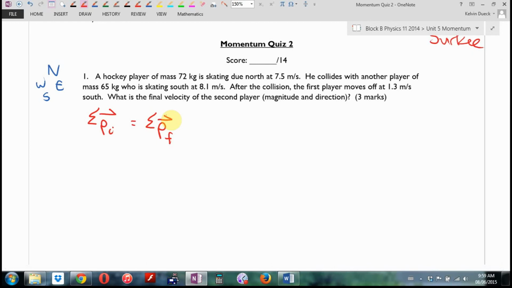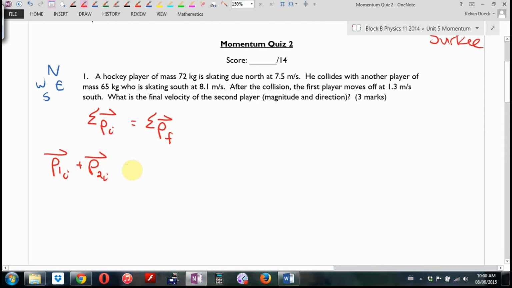Before the collision, what's moving? Player 1, player 2, or both? Stuck together or separate? Momentum 1 initial and momentum 2 initial. Wham! They collide. After the collision, what's moving? Player 1, player 2, or both? Both. Stuck together or separate? Separate.